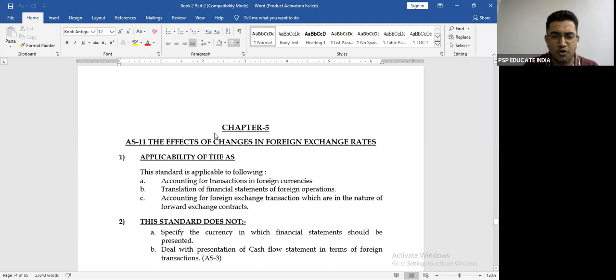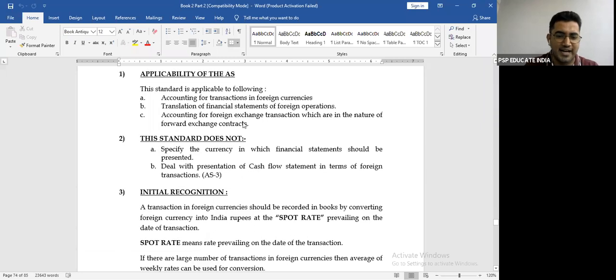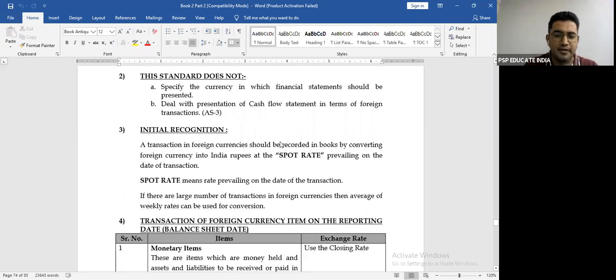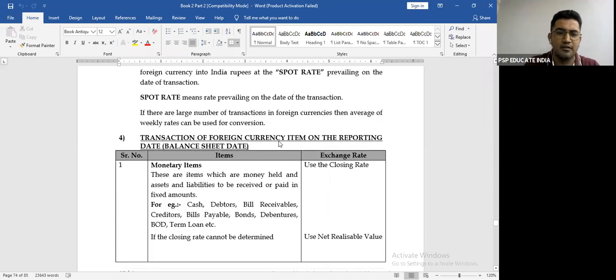This standard does not do two things. It will never specify the currency in which the financial statement should be presented. It will never deal with cash flow statement because it is already covered by accounting standard 3. Initially, every transaction will be recorded at the spot rate. What is the meaning of spot rate? Spot rate means the rate prevailing on the date of the transaction. If there are a large number of transactions, then average of the weekly rates will be used for this conversion.